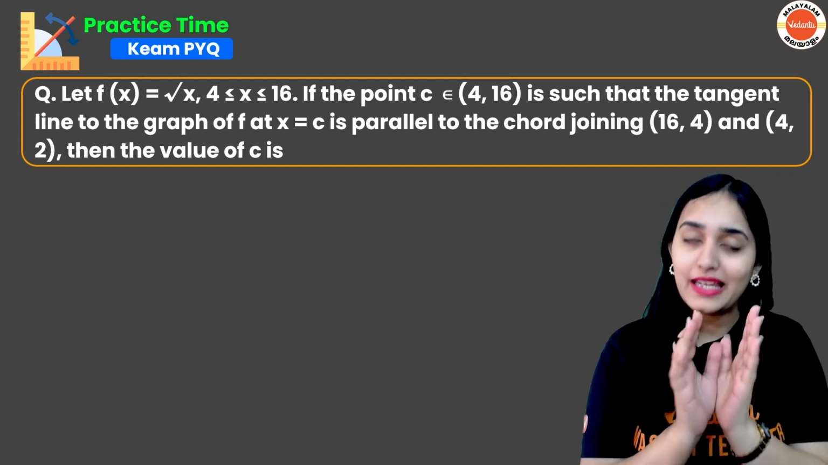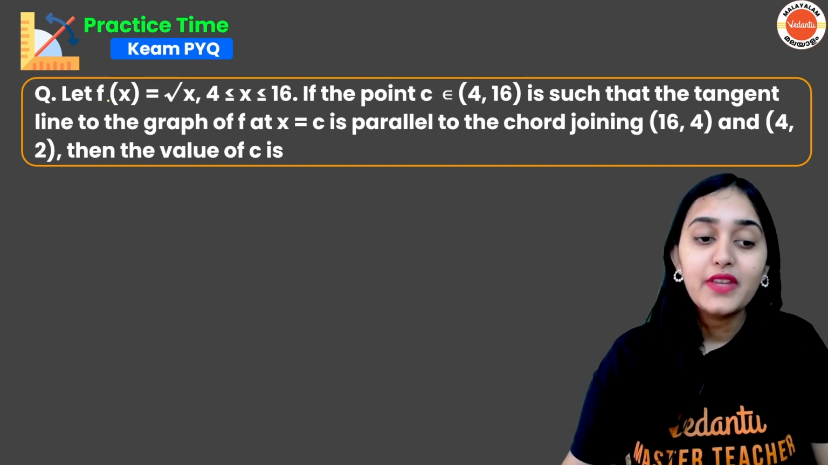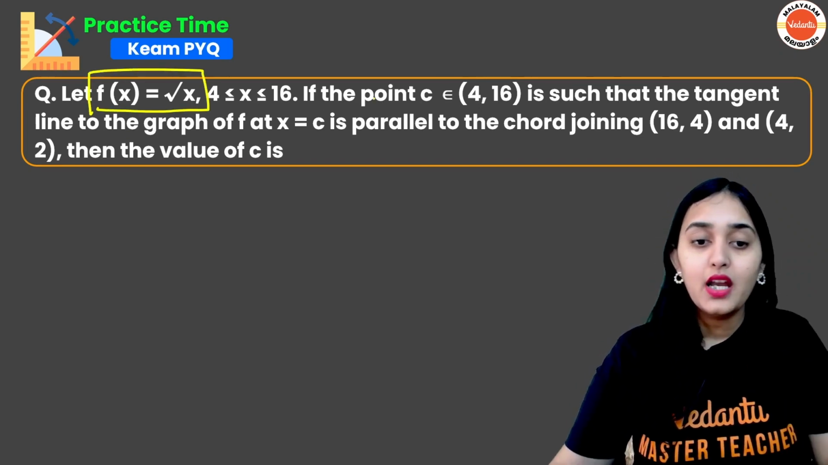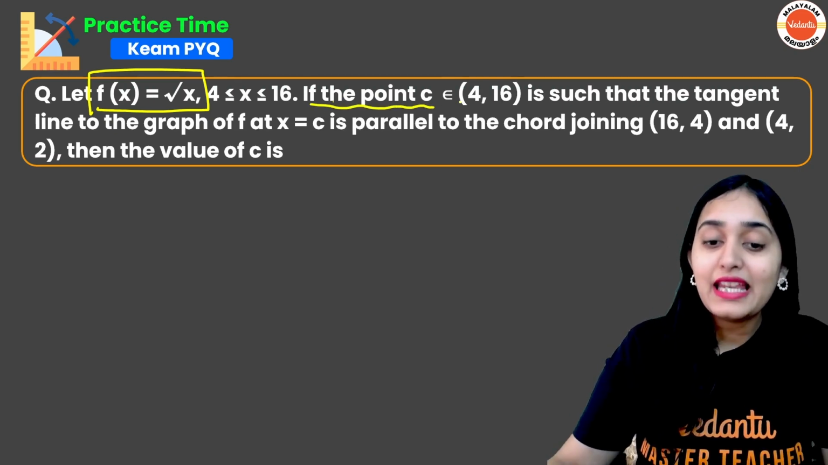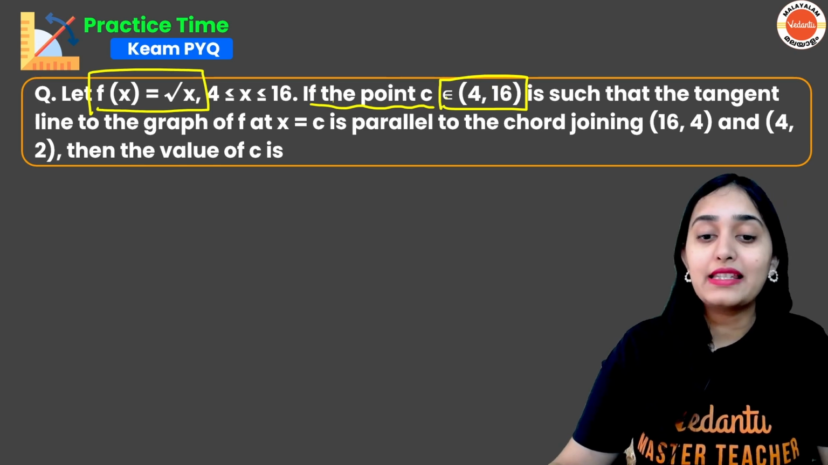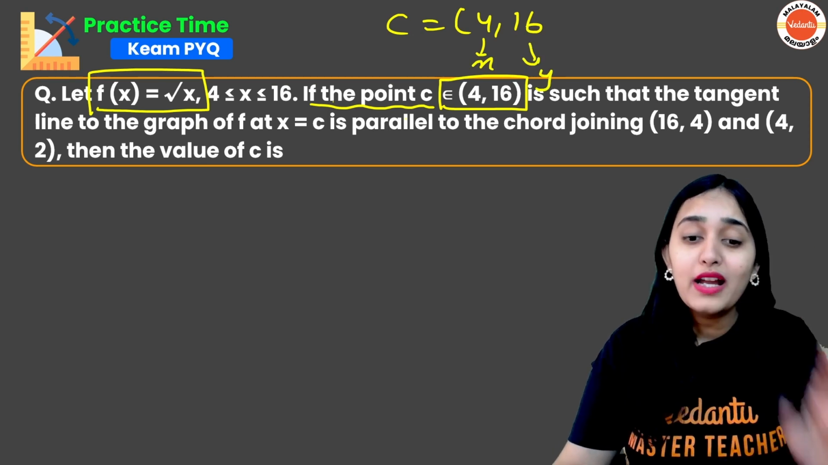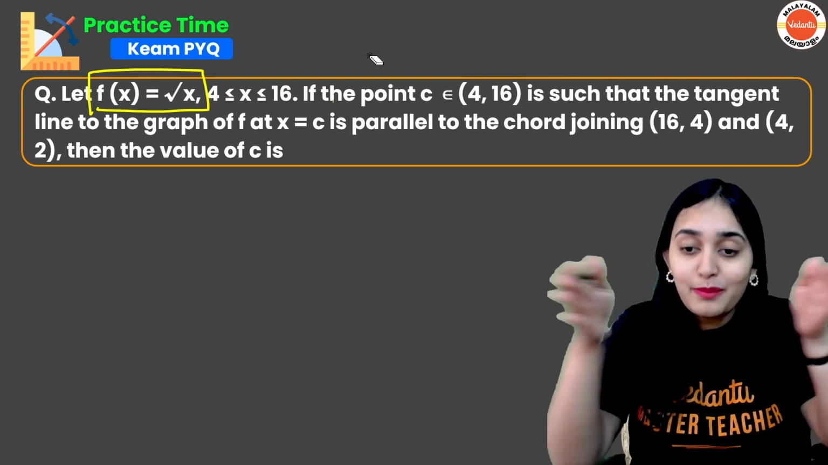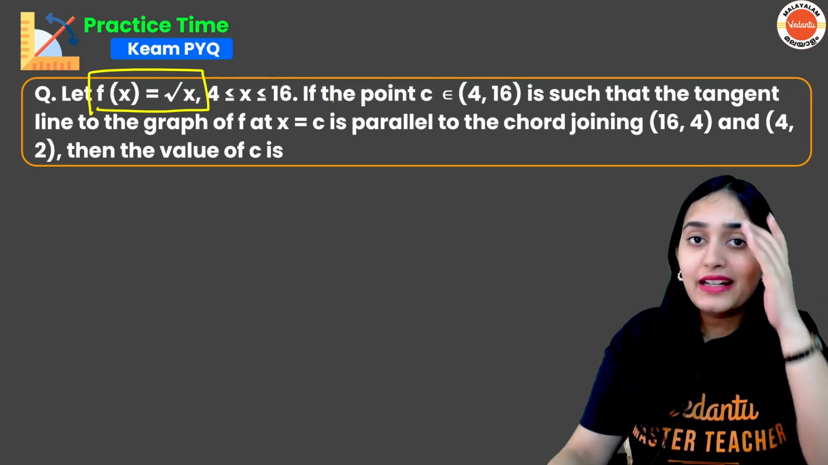Same topic, very similar topic, just the question is twisted. Let's see what the question is saying. It is saying that f x is given root x. Then it is saying that my point C belongs to 4 and 16. Many students think that C is equal to 4 and 16, so this is X, this is Y. No, it belongs to 4 and 16 means that is the limit, between 4 and 16 you will get point C. So don't think that it is X and Y.